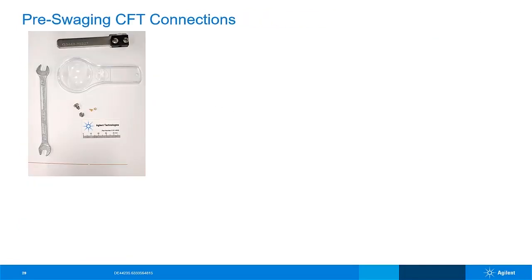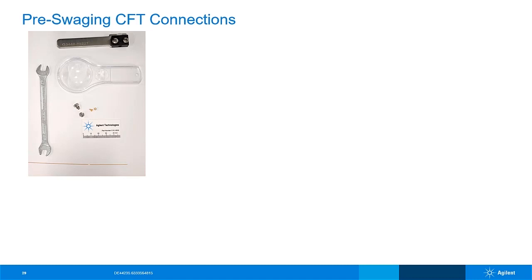I've mentioned a few times about needing to pre-swage the CFT ferrules. It's a similar idea to how you pre-swage Swagelok fittings outside the GC. It's just using some smaller ferrules and tubing, and slightly different. So here we'll show you what you need and how to pre-swage the flexible metal ferrules.